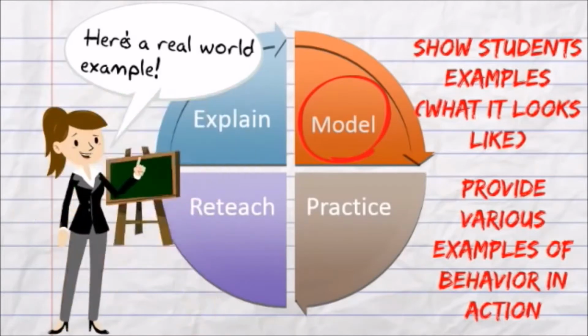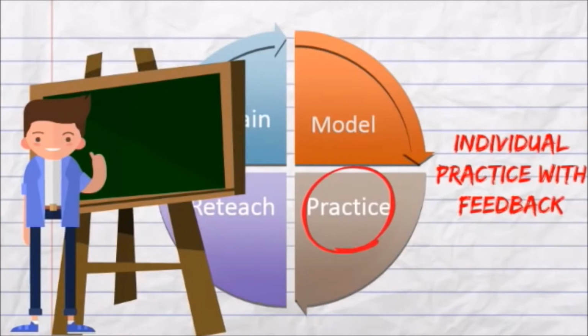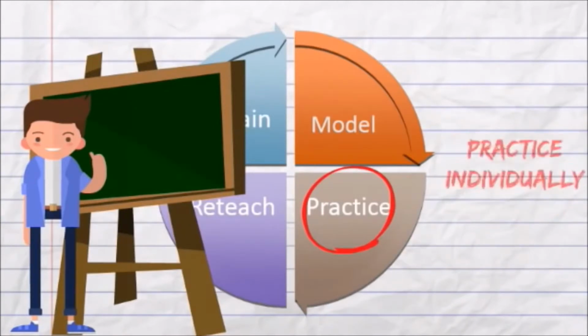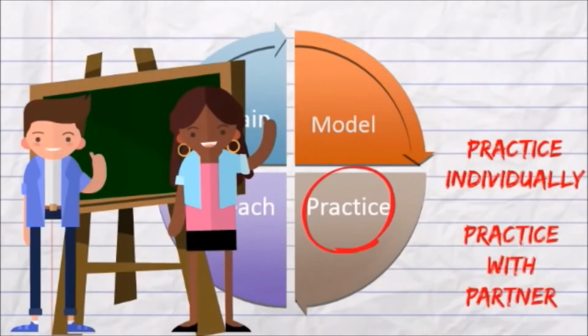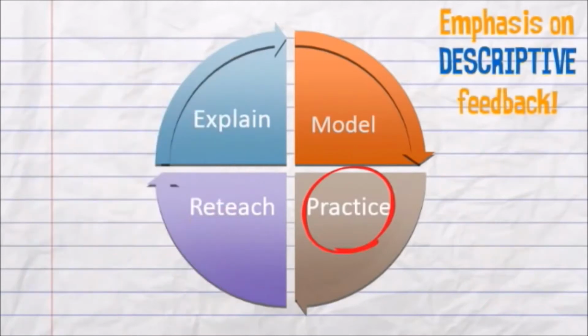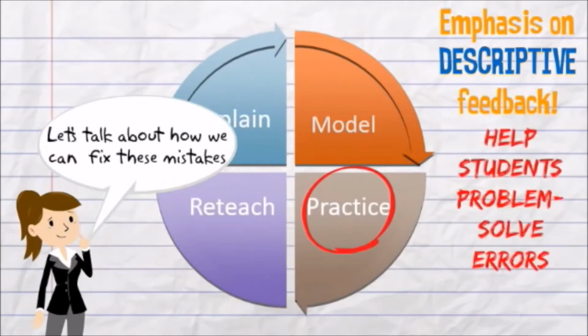After modeling, we give students an opportunity to practice the skill that we're teaching. For our multiplication example, this would look like giving students examples to work through themselves, maybe problems to work through with a partner or on the board, and throughout the practice phase of instruction, we give students a lot of feedback on their performance. If they're multiplying correctly, we tell them so. If they're making errors, we help them find where they're making errors and try again.